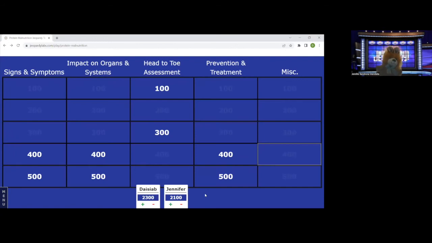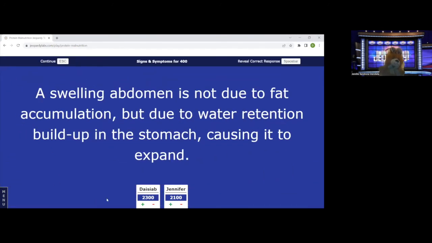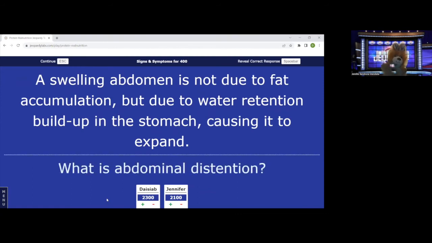Let's do signs and symptoms for 400. A swelling abdomen is not due to fat accumulation, but due to water retention buildup in the stomach, causing it to expand. What is abdominal distension? That is correct. What is abdominal distension?